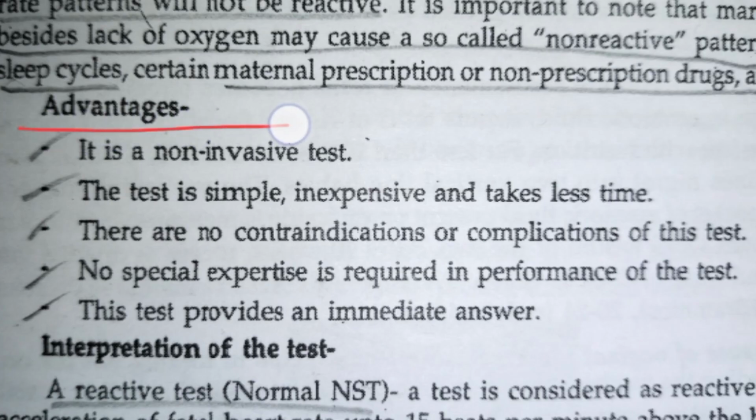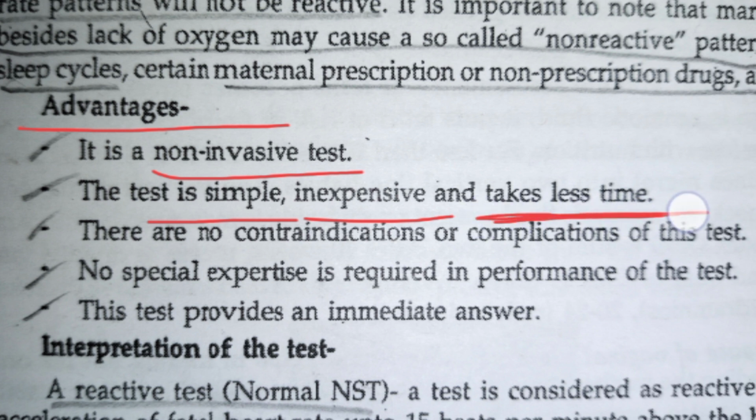If the beat exceeds this or is less than this, then that is abnormal. The advantages of NST are, it's a non-invasive test. There is no cutting or insertion in this examination. This test is very simple, it's not expensive, and less time is consumed, within 10 to 20 minutes. Next, there is no contraindication or complications. After performing this examination, there will be no problem seen in the fetus or the mother because of this examination.